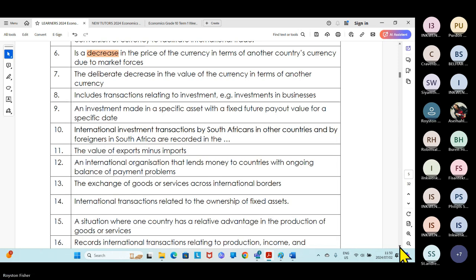Buren, Craven B, St. Andrews. Santa Kraal. Yeah. So thank you to those schools. Moving on to number 7, the deliberate decrease. So that is your keyword, deliberate decrease in the value of the currency in terms of another currency. And your answers that you gave so far, you just go to your answers. Is devaluation, and you are correct so far.